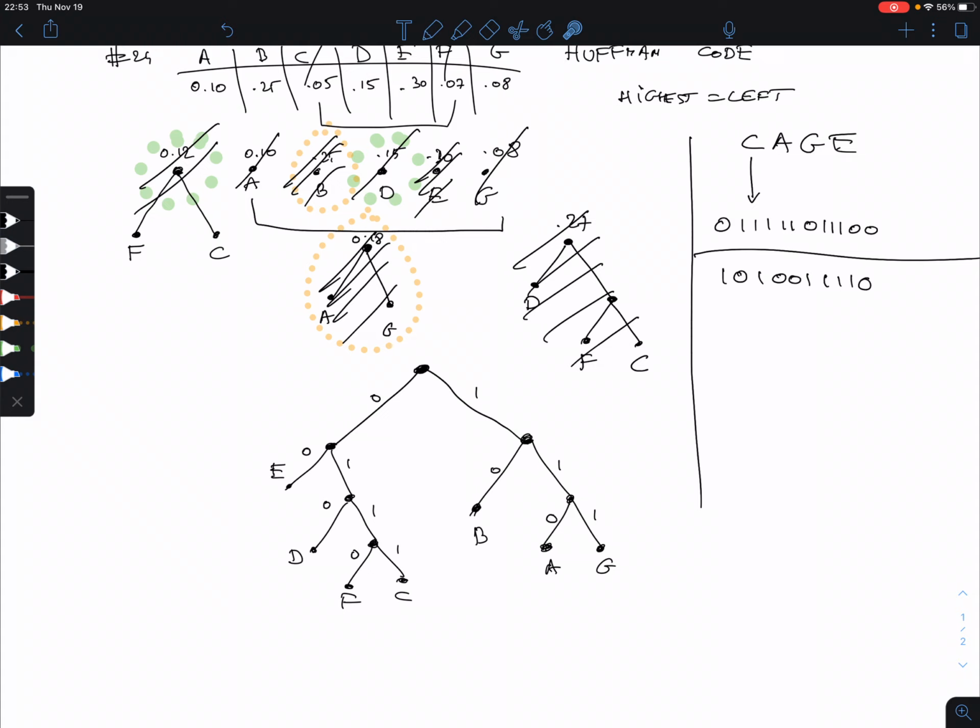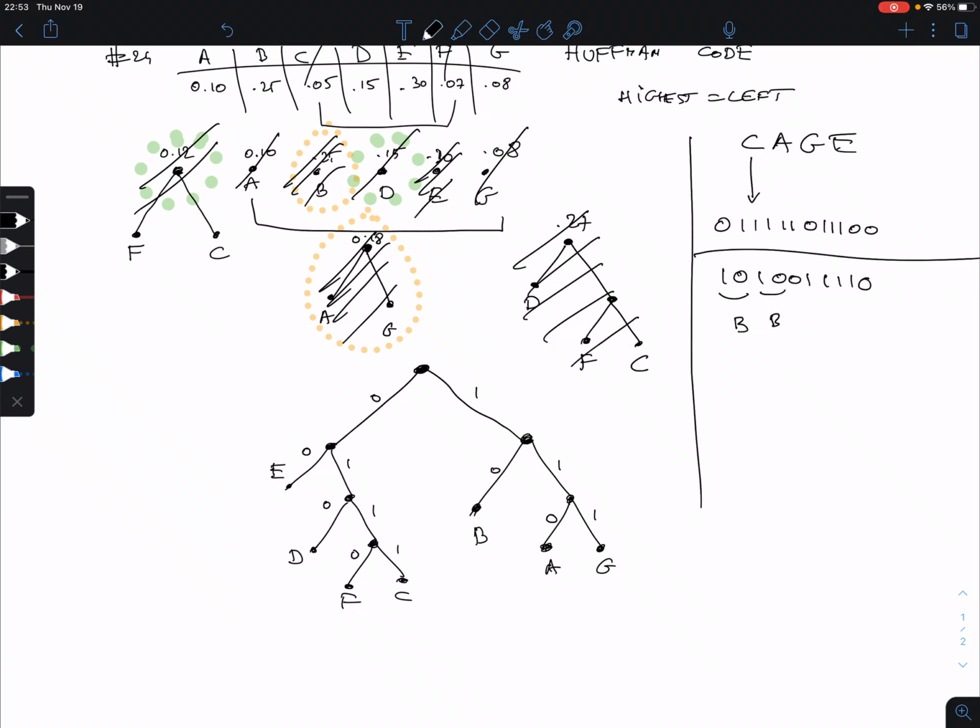Okay, what do we have to do? We have to follow these instructions. So it says right, then left. Okay, that leads to B. Okay, then it says right, and then left. Sure, that is again a B. Okay, so that is B again.